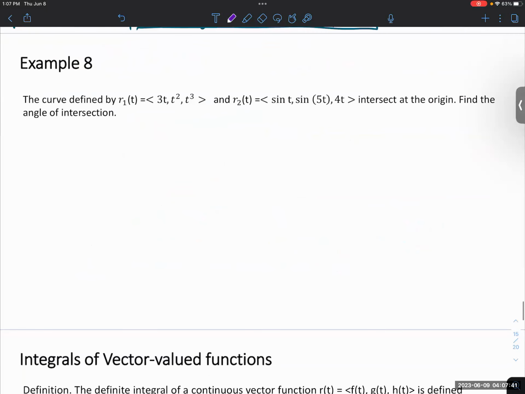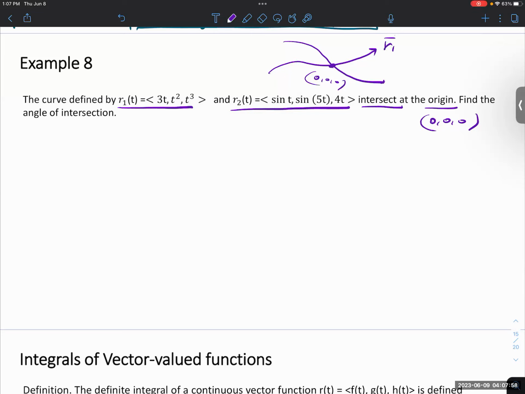So here we have r1, r2, two different vector-valued functions. They intersect at the origin 0, 0, 0. So one is going one way, another one is going another way. They intersect at 0, 0, 0. This is the r1 vector, the r2 vector. Each of them is in vector-valued form. Find the angle that they're creating.